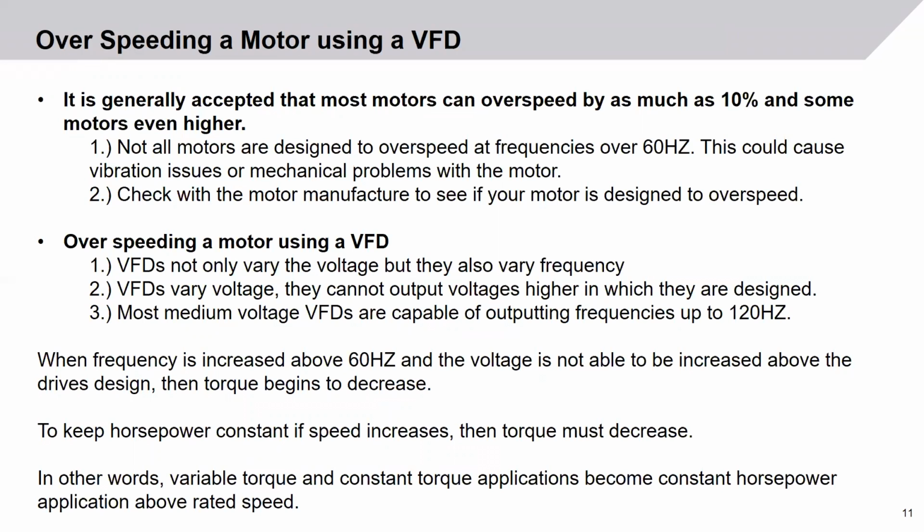VFDs not only vary voltage, but they vary frequency. VFDs cannot vary voltage higher than what they were designed for. Most medium voltage variable frequency drives are capable of outputting frequencies up to 120 hertz. When frequency is increased above 60 hertz, the voltage is not able to be increased above the drive's design, so torque begins to decrease. To keep horsepower constant, if speed increases, then torque must decrease. In other words, variable torque and constant torque applications become constant horsepower applications above rated speed.